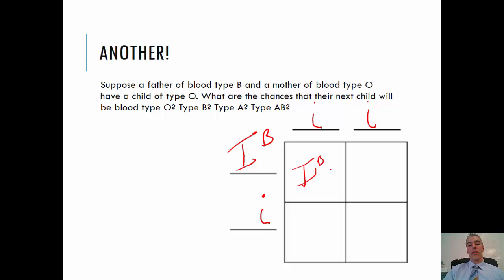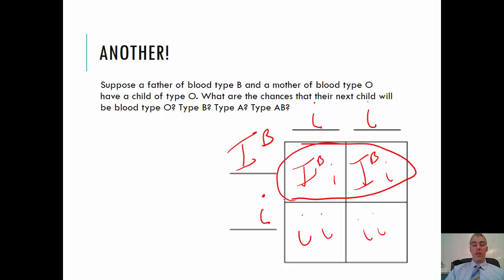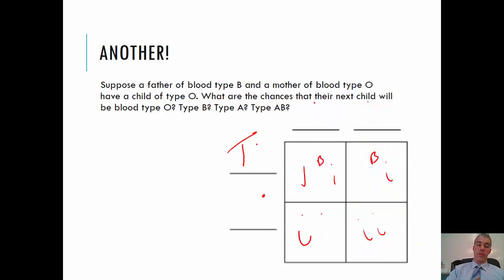We get this and this. So what's the possibility of these that you'd have type B blood? 50% chance, a 1 out of 2, or a 50% chance. What are the chances that the child would have type B blood? So 50%, O, 50%, type A, 0%, and type AB, 0%, because those don't exist based on this cross.